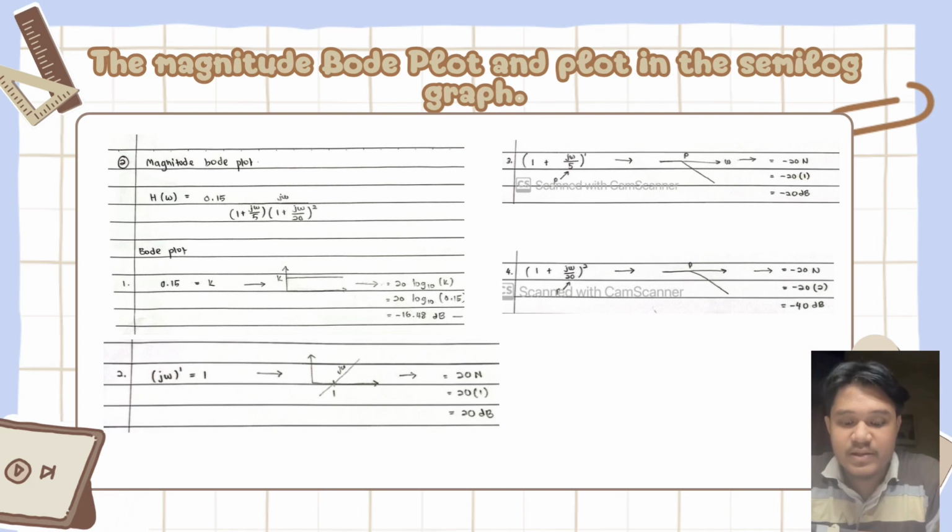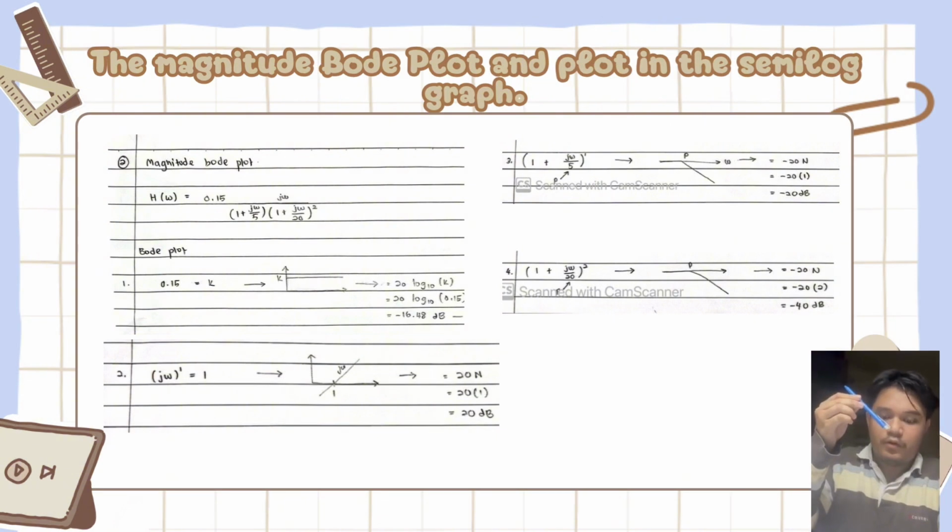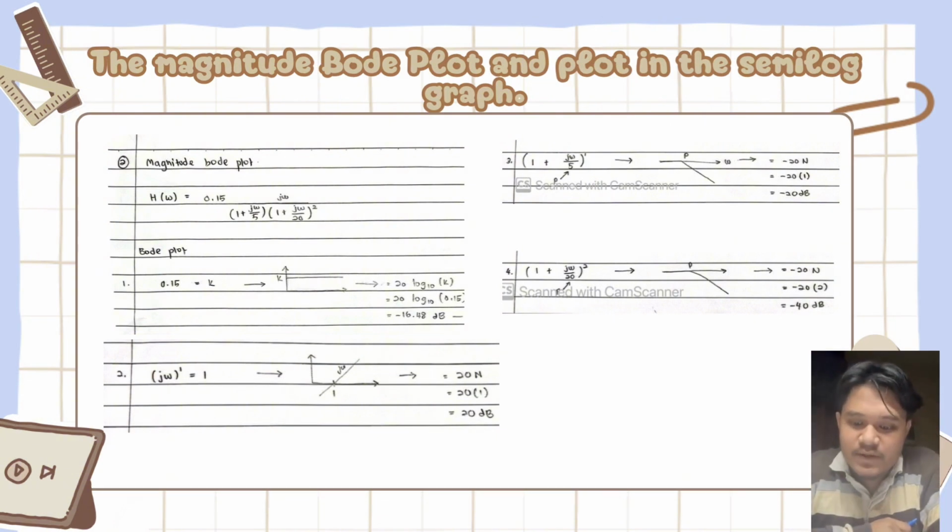So we got the answer, negative 16.48 dB. For number 2, jω over the power of 1 equals 1. For the graph, we refer to number 1, it goes straight. So the equation is 20 times 1, and we got the answer of 20 dB.